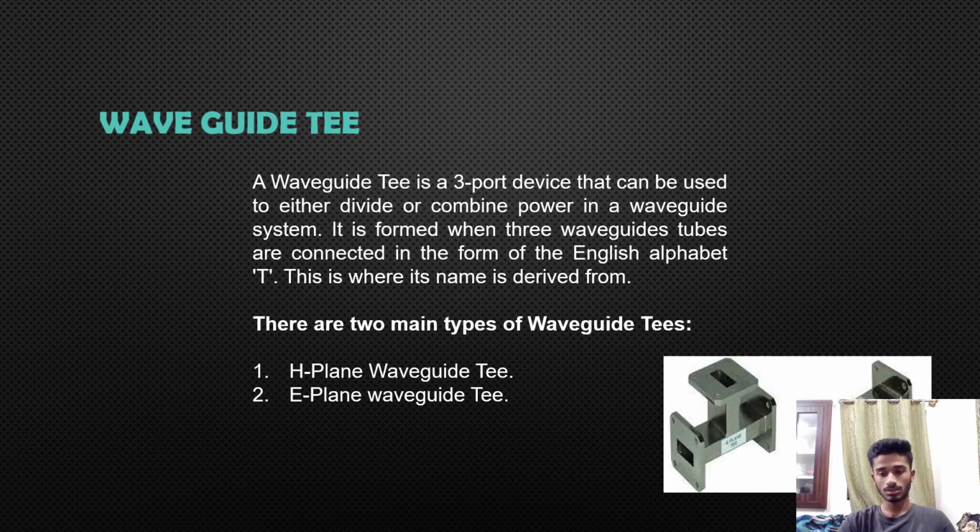Okay, so what is a waveguide T? A waveguide T is a three-port device that can be used to either divide or combine power in a waveguide system. It is formed when three waveguide tubes are connected in the form of the English alphabet T, which is where its name is derived from. There are two types of waveguide Ts: H-plane waveguide T and E-plane waveguide T. It's in this T shape. So moving on to our next slide.